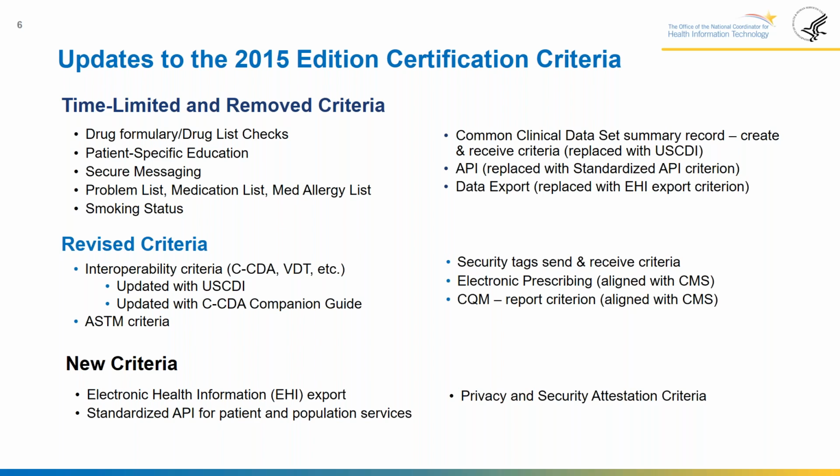And then the last bucket on the bottom is that we also have several new criteria. These criteria are somewhat based on the criteria that we have removed that I mentioned earlier. They're not often direct correlations, but they do build on prior concepts, like the electronic health information export, the standardized API for patient and population services, and the privacy and security attestation criteria.